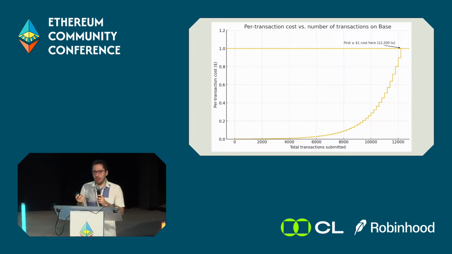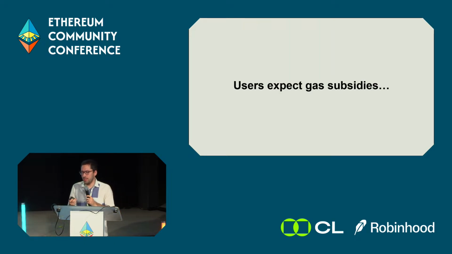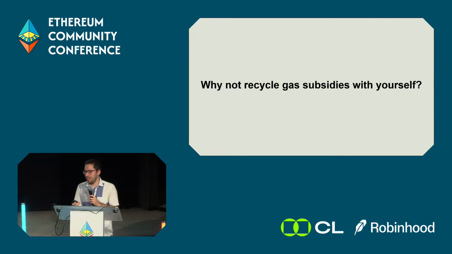So you might be offering subsidized trading, like Robinhood. You're not going to be able to pay $1 fees to chains when your trading costs are very low, but your transaction fees are very high. The economics just don't work. Users expect gas subsidies, but these gas subsidies get expensive very, very quickly.